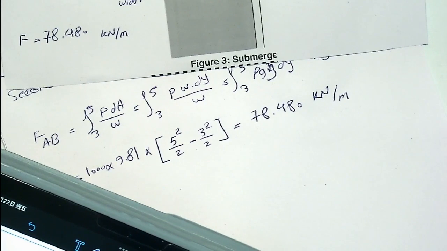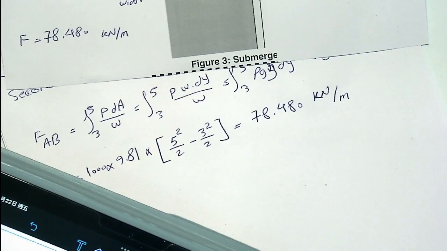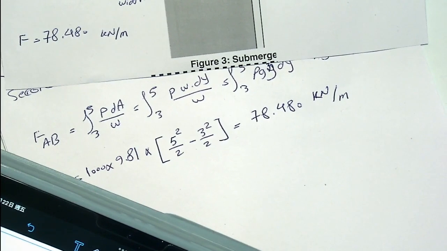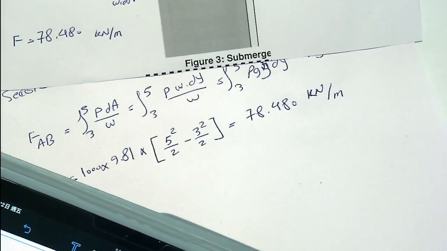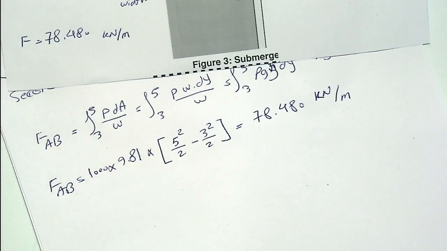Yeah, this is because it's only 5 millimeter. It's so small. The difference is so small that you can just assume it's constant. Yeah, good question. Really good question.